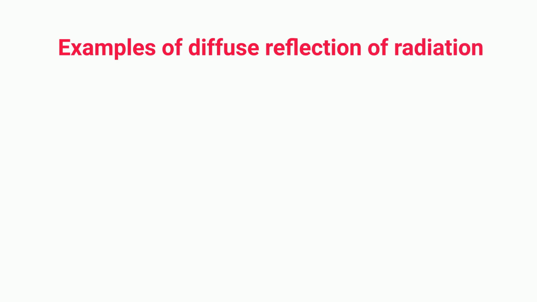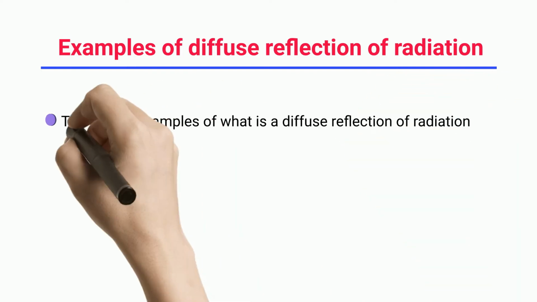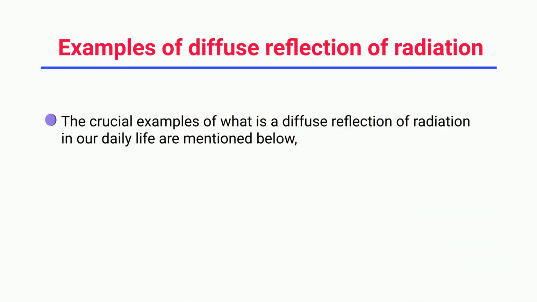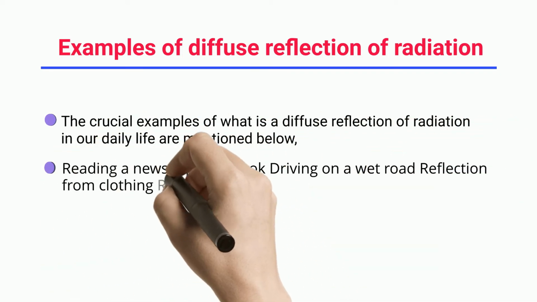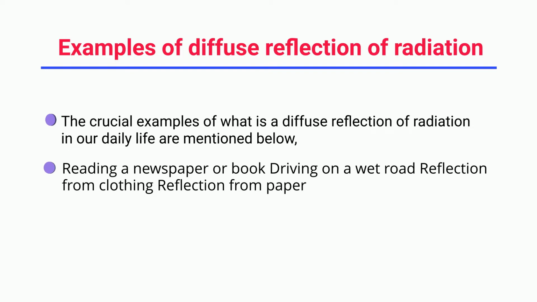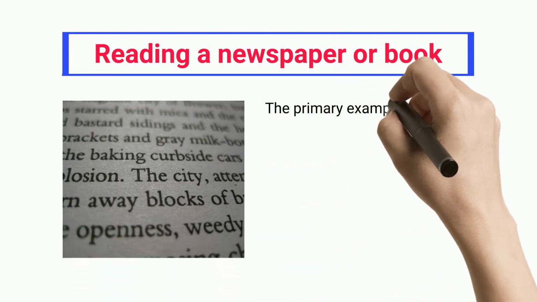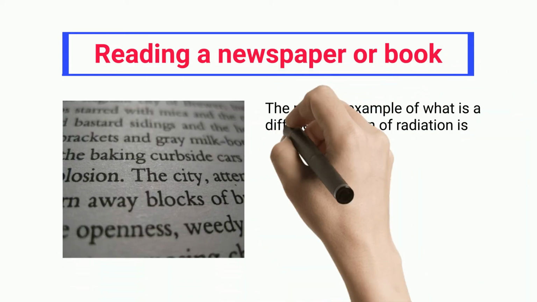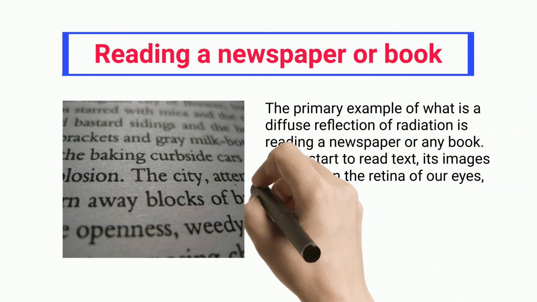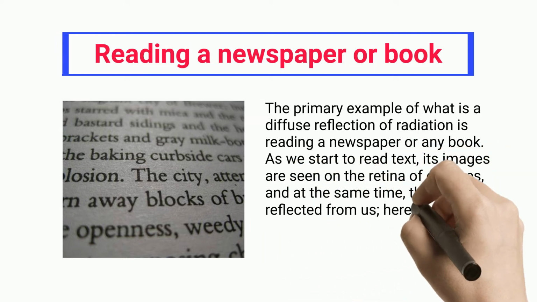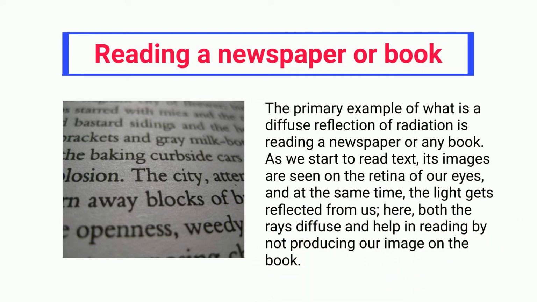Examples of diffuse reflection of radiation. The crucial examples of what is a diffuse reflection of radiation in our daily life are mentioned below. Reading a newspaper or book, driving on a wet road, reflection from clothing, reflection from paper. Reading a newspaper or book. The primary example of what is a diffuse reflection of radiation is reading a newspaper or any book. As we start to read text, its images are seen on the retina of our eyes, and at the same time, the light gets reflected from us. Here, both the rays diffuse and help in reading by not producing our image on the book.